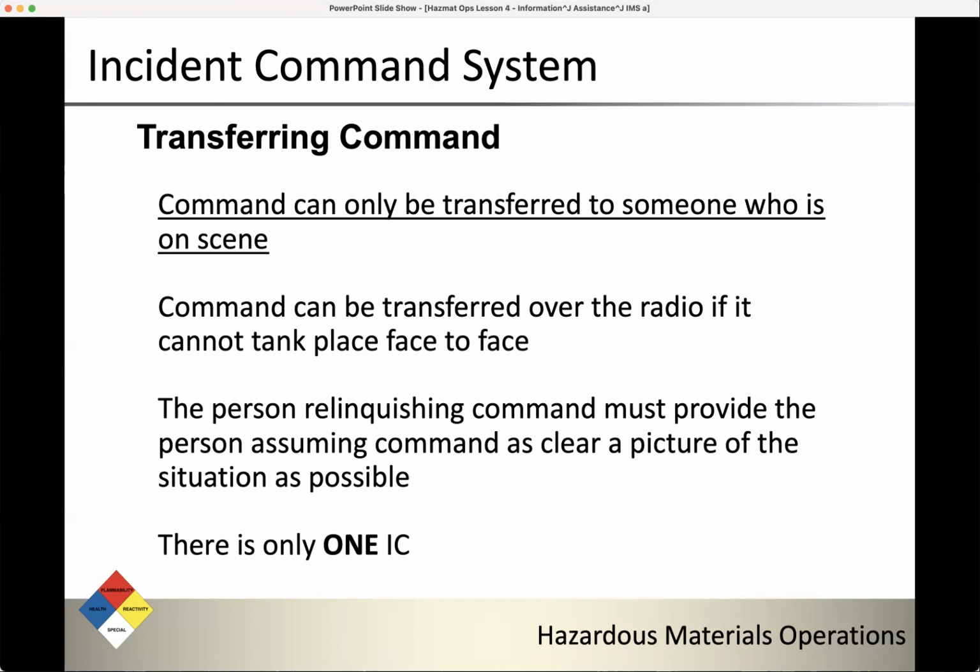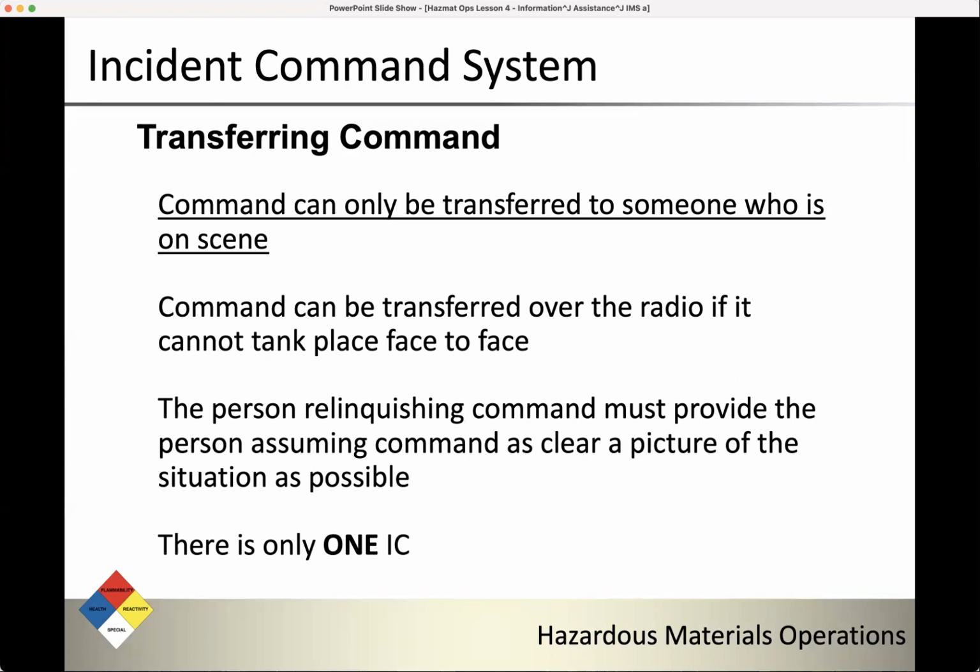Since they are only trained to the hazmat awareness level, neither one of them can be the incident commander. Therefore, when you arrive in your fire truck, command needs to be transferred, because after this class, you're hazmat ops trained, you can be the incident commander.